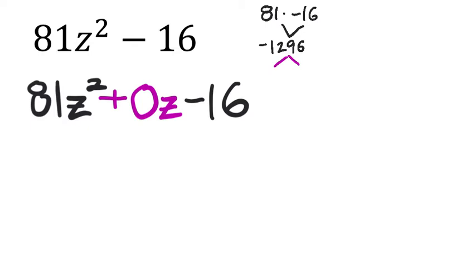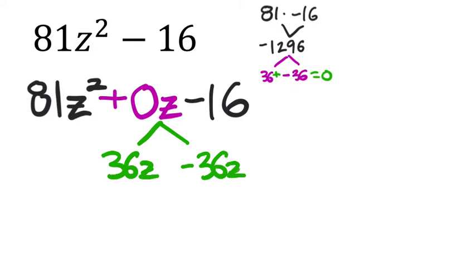1,296. Ooh, typed that in wrong. I'm going to take a bit of a shortcut here. I just square rooted it because I know it'll work. 36 and negative 36, right? If I add these two together, boom, you get 0. Well, that means the 0 could split up into 36z's and also negative 36z's.